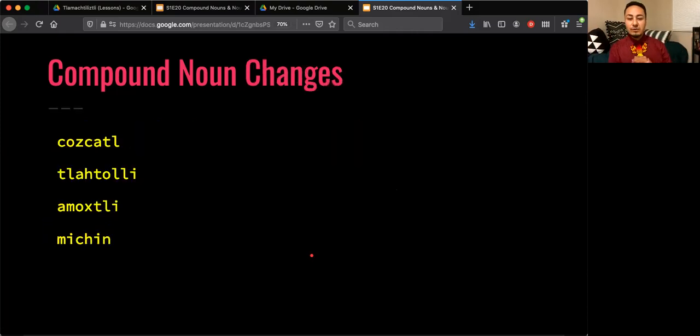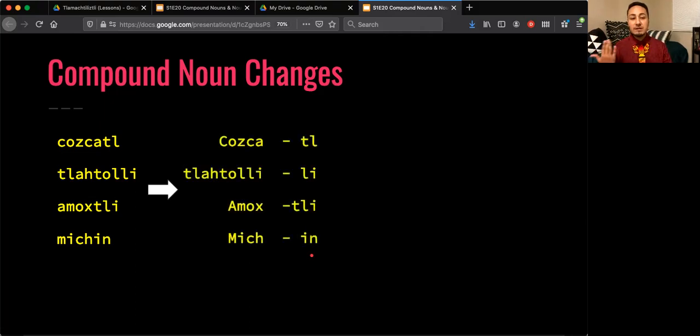Okay, so compound noun changes. If you noticed, there is a pattern on how you create these compound nouns, and here I'm going to tell you what the pattern is. It's very similar to all the patterns you've already seen in the past. So you're going to have a noun with all those four endings, like the word coscatl, necklace, wearing one, tlahtolli, word, amoxtli, book, and michin, fish.